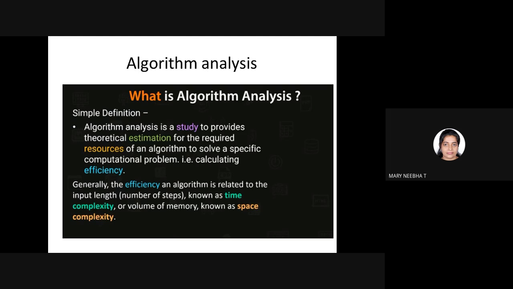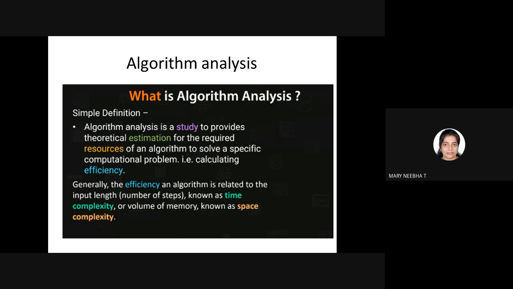So sometimes if the time is short, the space may be high. If the space is short, time may be high. Two things are controversial. So what we have to do is pick out the optimum one from that. Okay, so that is nothing but called the efficiency of the algorithm. That's nothing but what we call the trade-off between the time and space complexity.